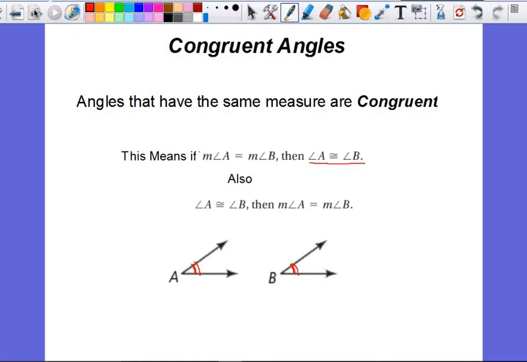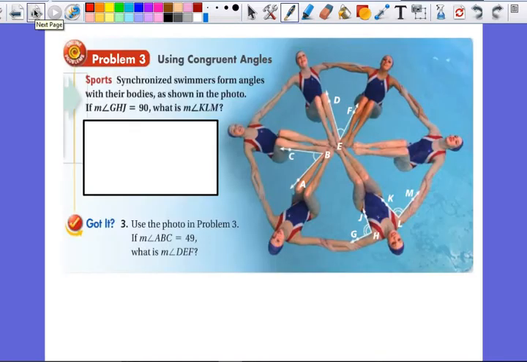All right? So, let's use congruent angles. It says, synchronized swimmers form angles with their bodies, as shown in the photo. If the measure of angle GHJ equals 90, what is the measure of KLM? So they're telling us that GHJ, which is down here, is 90 degrees, right? You'll notice it has how many marks in it? 2. So we need to figure out what else has 2 marks in it. Well, they're asking us to find the measure of KLM, which is right here. Does it also have those 2 markings on the inside? Yeah. So we know, without a doubt in our mind, because of those markings, that the measure of angle KLM would also have to equal 90 degrees. All right?